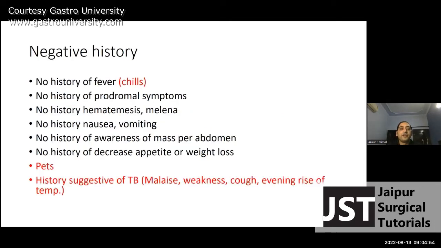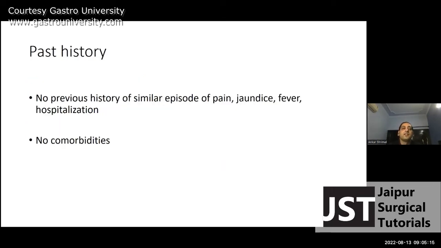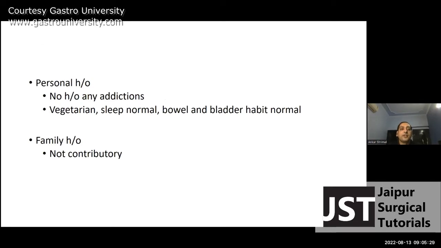He has no history of fever, no history of any prodromal symptoms, no history of hematemesis and melena, no history of nausea, vomiting, no awareness of any mass per abdomen, no decreased appetite or weight loss, no history of any hydatid cyst, and no history suggestive of tuberculosis. He does not give a history of previous similar episodes of pain, jaundice, fever or any hospitalization in the past, and has no comorbid conditions. Personal history: there is no history of any addictions and he is vegetarian, with normal sleep, and bowel and bladder habits are normal. Family history is not contributory.